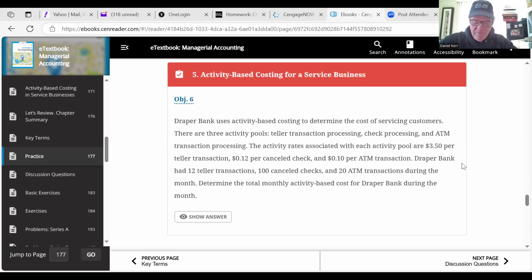So we've got a separate activity for teller processing, a separate one for check processing, and a separate one for ATM processing. So we have different levels of activity and different rates. Combine those two together and come up with the total cost. So with that background, take your break now and come back in 5 or 10 minutes. I wouldn't spend more than 10 minutes on here. You should be able to knock this one out in 5, but try it yourself and come back before you look at me reviewing the answer. Have fun.